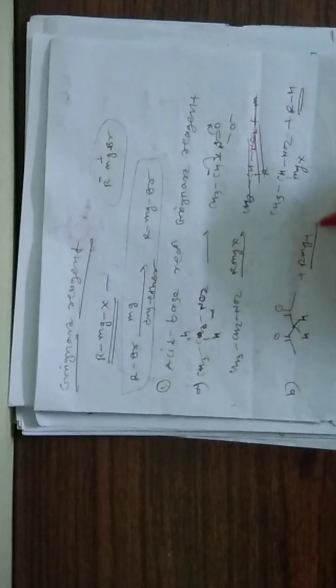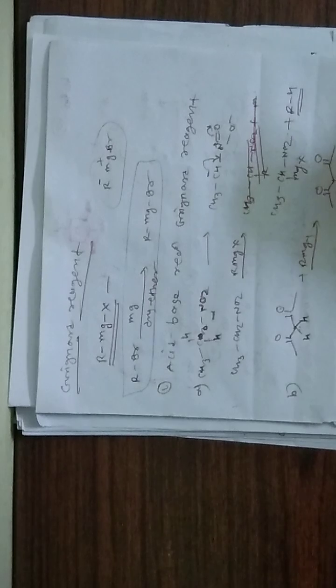If we react it with RMgX, what will form? Double bond O, double bond O, here MgX attached, plus RH. So remember, an active methylene compound will also act as an acid for Grignard reagent, meaning Grignard reagent will react as a base. Now next one.